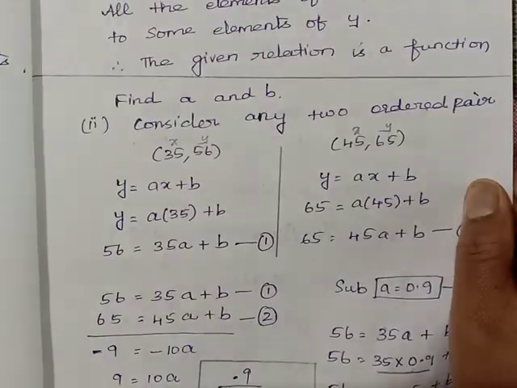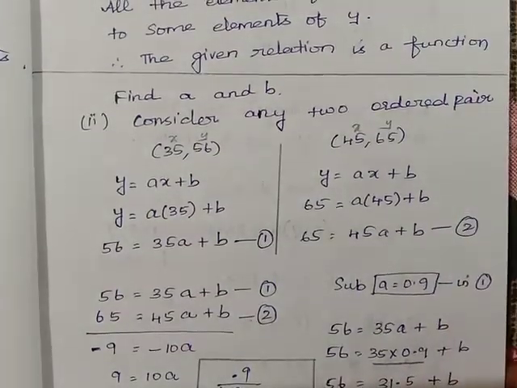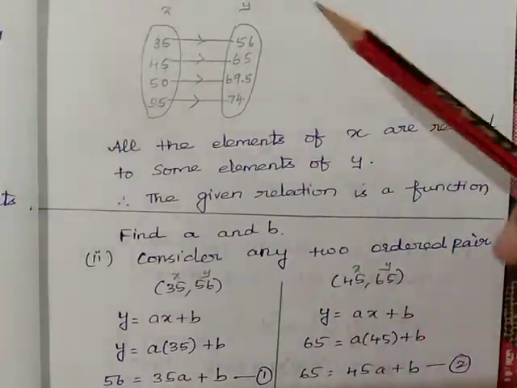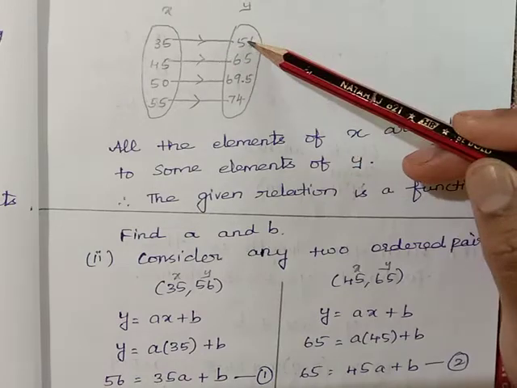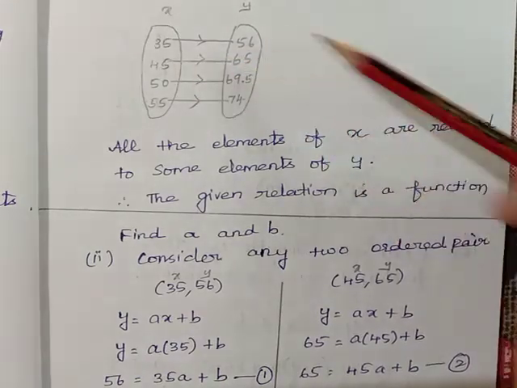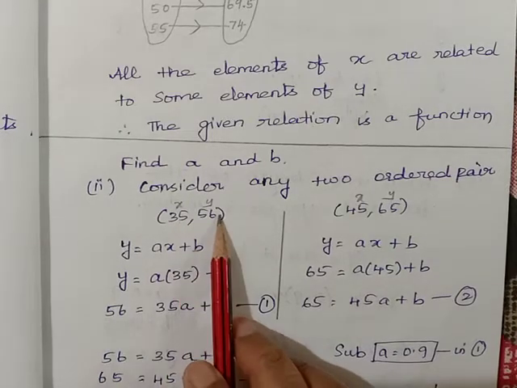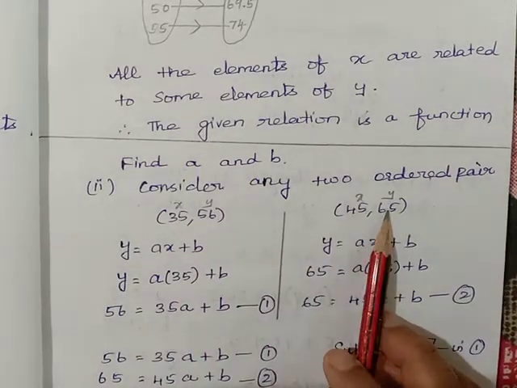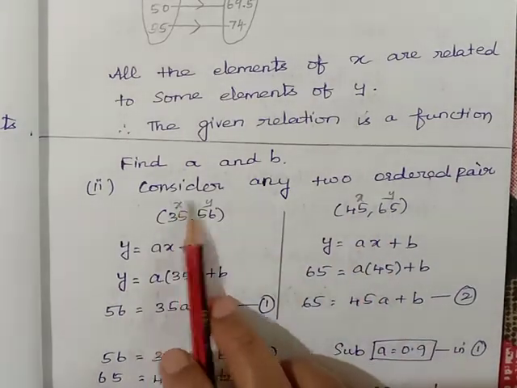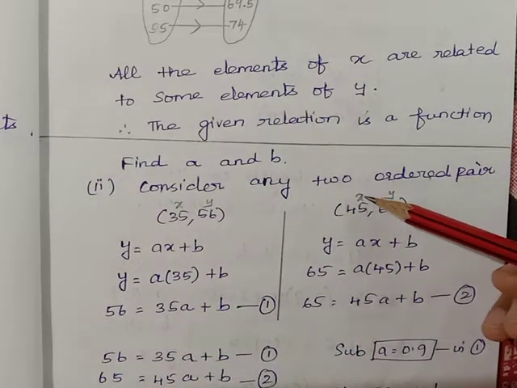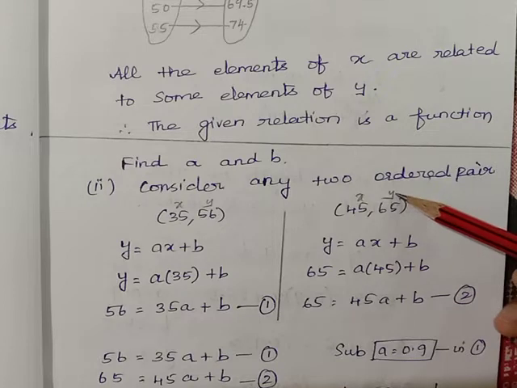Second question, we have to find the value of a and b. Now let us consider any two ordered pairs: 35, 56 and 45, 65. The first element represents x, the second element represents y. Similarly, for the other pair, the first element represents x, the second element represents y.